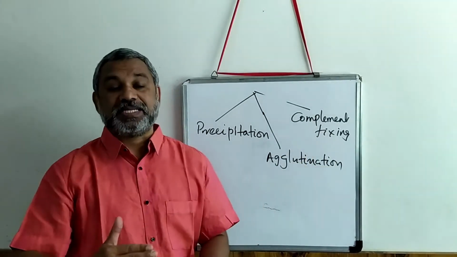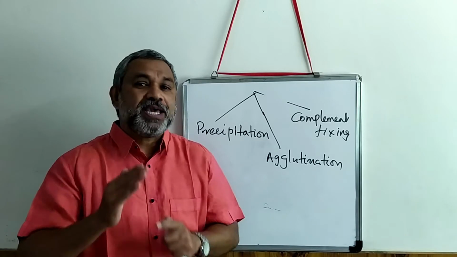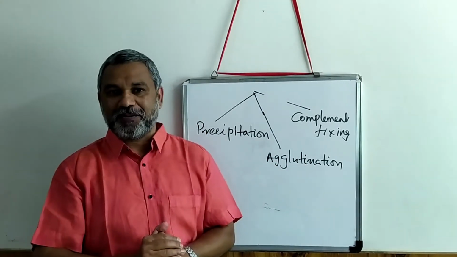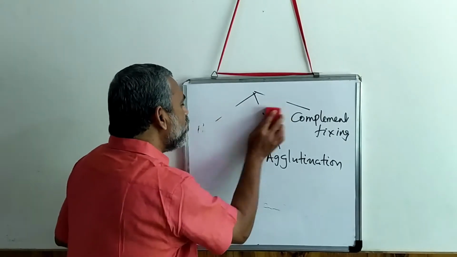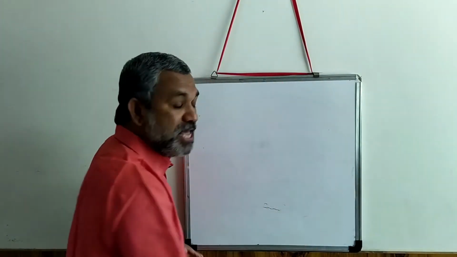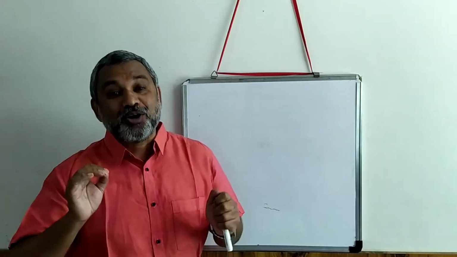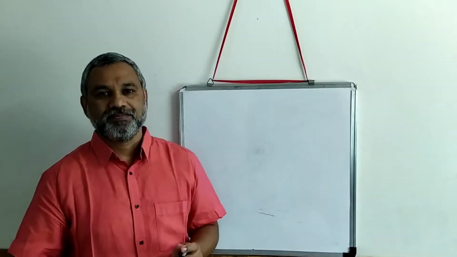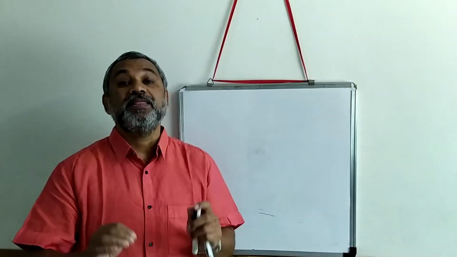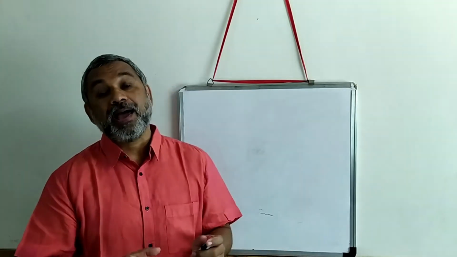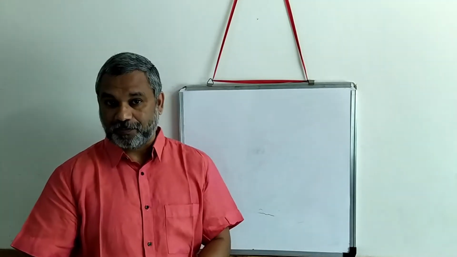In order to understand these reactions, at least the first two have a basic principle involved. Let us try to understand what is the basic logic or the basic principle involved in agglutination as well as in precipitation reactions. What is the underlying principle of agglutination and precipitation reaction?